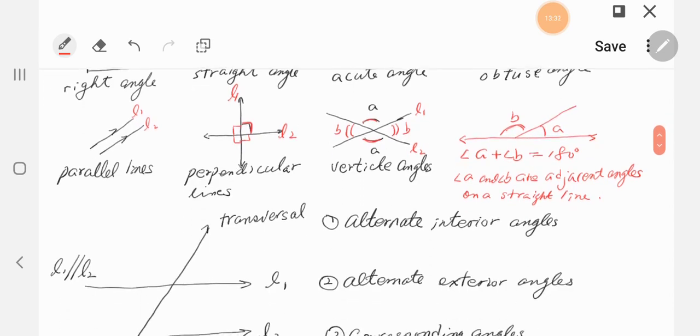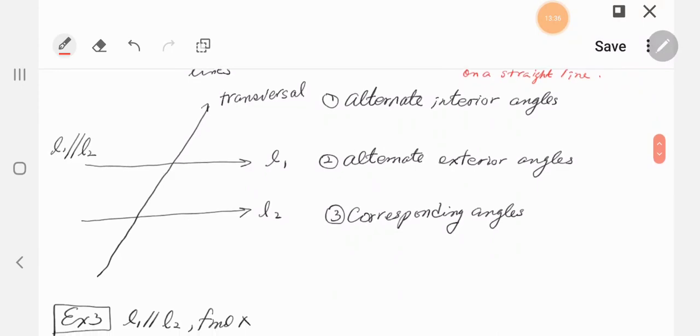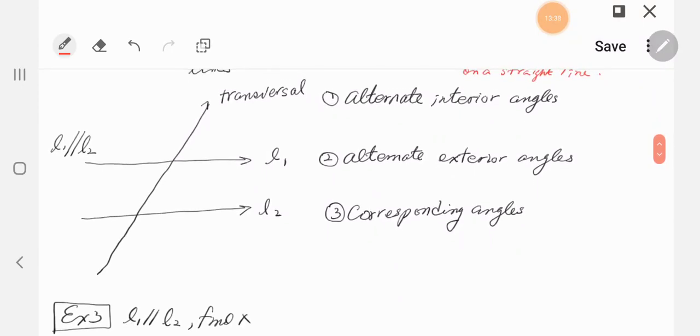Okay. So please make sure to understand these definitions. And here is also another definition. Okay, now two lines are parallel. Line 1 and line 2 are parallel. This means parallel symbol. Two lines are parallel.